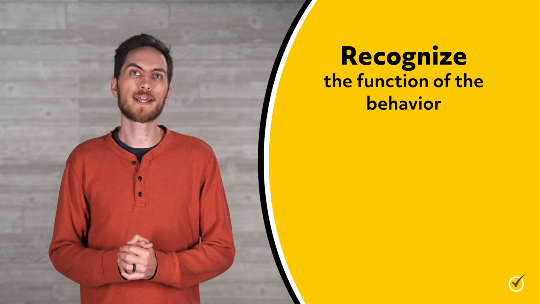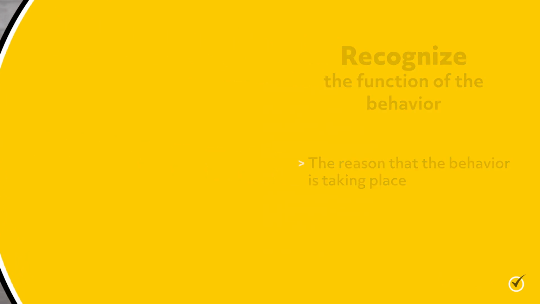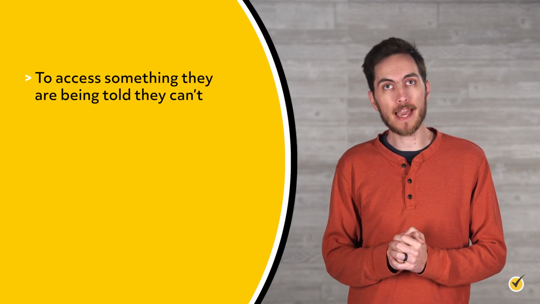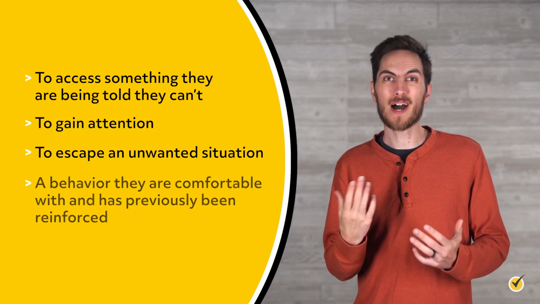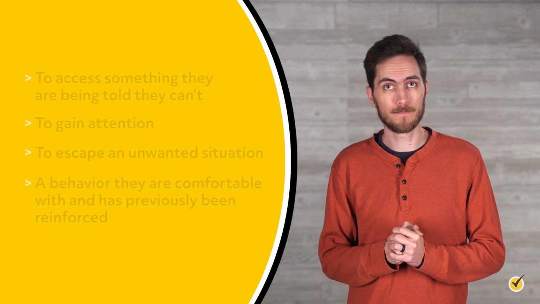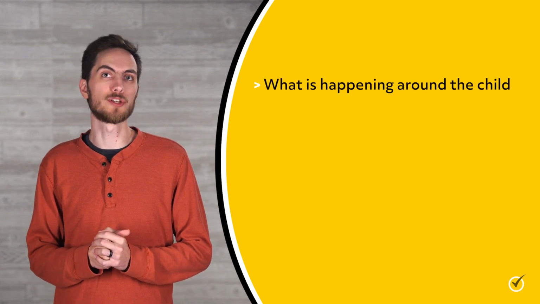The next step is to recognize the function of the behavior, which means the reason that the behavior is taking place. There's a variety of reasons that children display certain behaviors, including a desire to access something they're being told they can't, to gain attention, to escape an unwanted situation, or possibly because it's a behavior they're comfortable with and has previously been reinforced. The FBA also looks at what's happening around the child when this behavior is occurring.